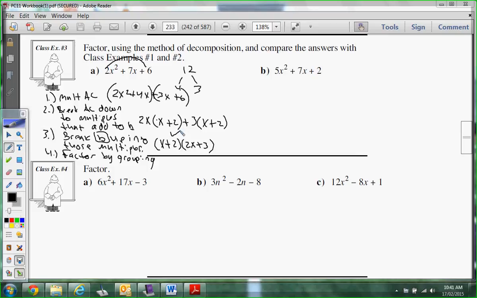These push together to be their own binomial. So 2x plus 3 I put together as the other factor. Does that make sense? Okay, so Andrew, I want you to write that down. Step 1 for part B.